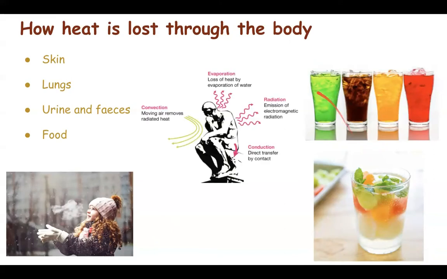Heat is lost through all these processes. By convection, when the air moves around your body and takes the radiated heat. By evaporation, when sweat evaporates, it takes the body heat. By radiation, our body emits electromagnetic radiations and even heat is emitted out. And conduction, direct transfer by contact. When you sit on a surface, you transmit your body heat to that surface. So these are all various methods by which heat is lost through the body.